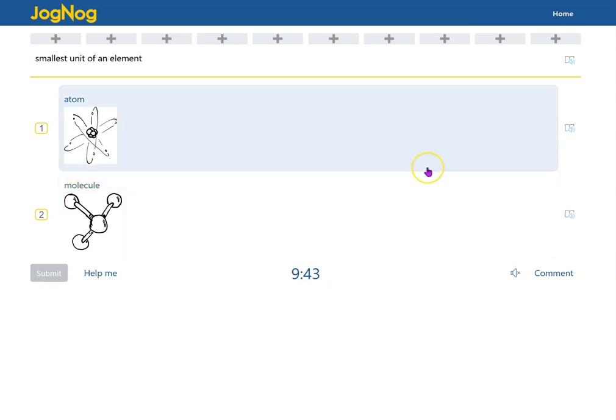Let's take a look at what we're going to learn here. So the first question is the smallest unit of an element. And the smallest unit of an element is an atom. Elements are things like metals, like nickel or gold or copper, or gases like hydrogen or oxygen. And an atom is kind of the smallest thing you can get and still be the element.